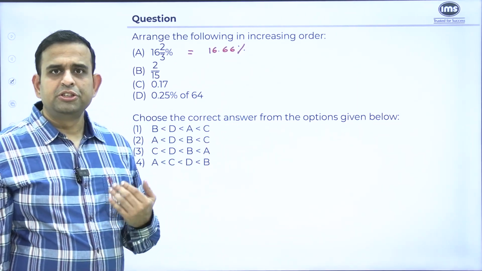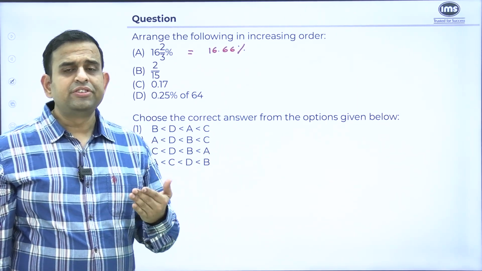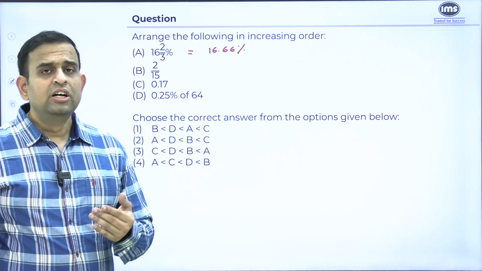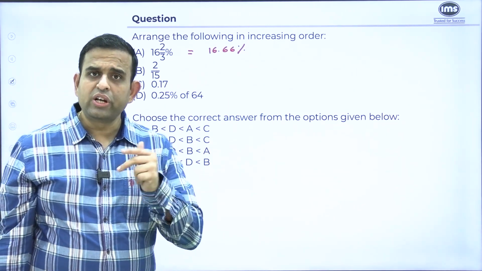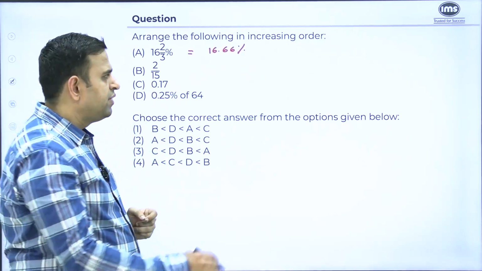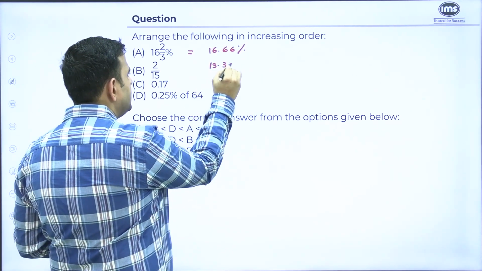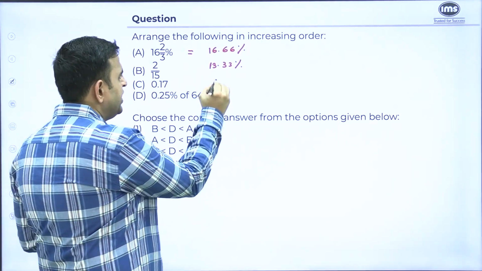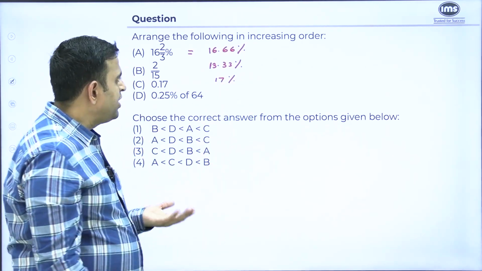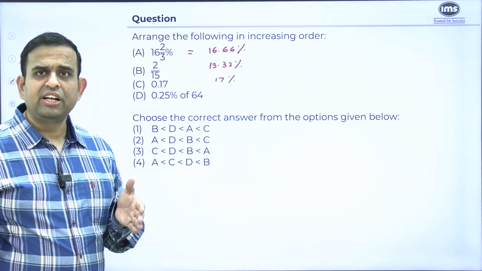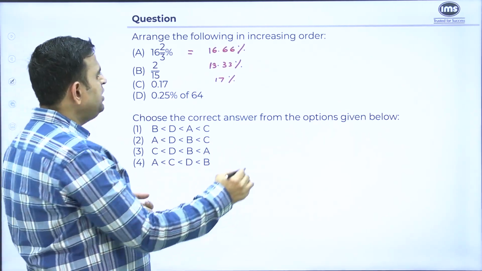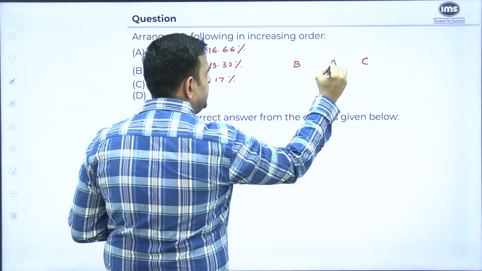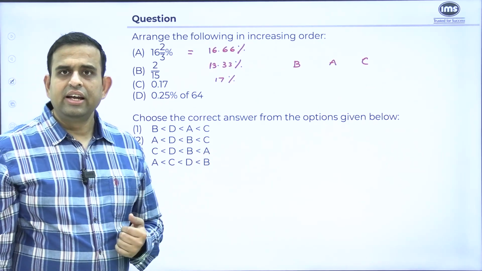If I look at the second option, B, which is 2 over 15: if someone knows that 1 over 15 is equal to 6.66%, then 2 upon 15 is nothing but 2 times 6.66, giving 13.33%. Now the next number, 0.17, translates to 17%. So right now, if I arrange A, B and C, B is the smallest, and C is larger than A. So we see an order like B, A and then C.